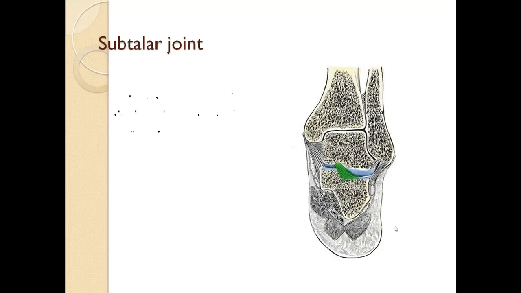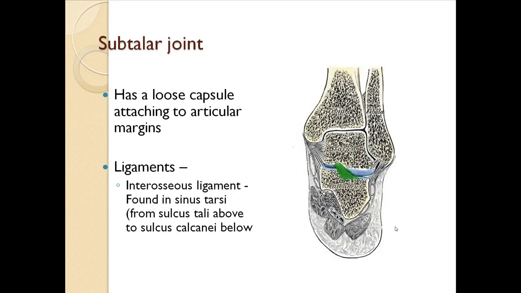So it's a typical synovial joint. Therefore the articular surfaces are covered in hyaline cartilage, and all of the articular surfaces are surrounded by a loose capsule which is lined with synovial membrane. That does all the typical things that a synovial joint does, passing from articular margin to articular margin.